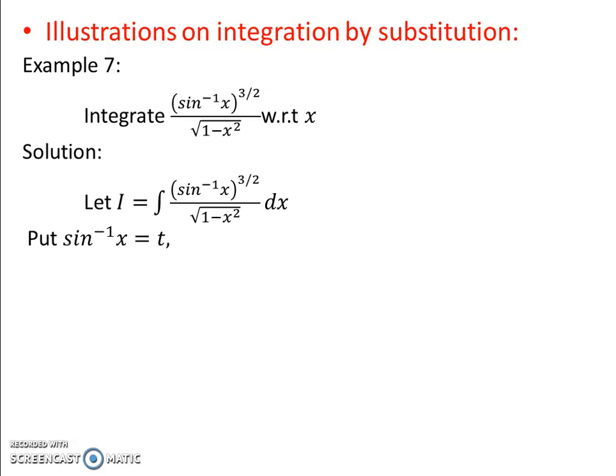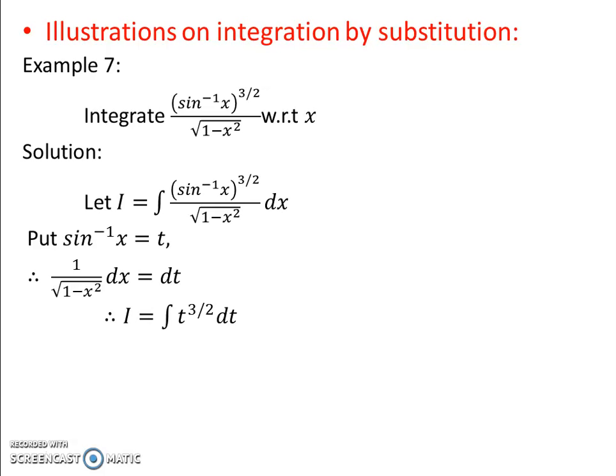Put sin inverse x is equal to t. Therefore, differentiating on both sides we get 1 upon root 1 minus x square equal to dt by dx. But instead of that we will write in this format. Instead of dt by dx we will write 1 upon root of 1 minus x square dx equal to dt. The dx from the right hand side of dt by dx, we take to the left hand side. So 1 upon root 1 minus x square dx equal to dt.